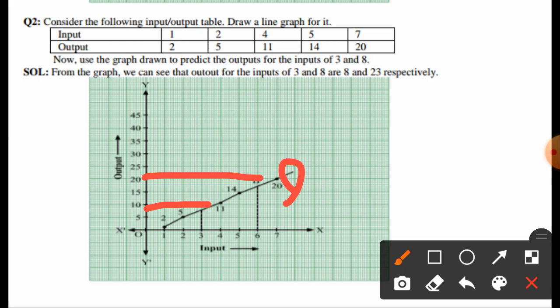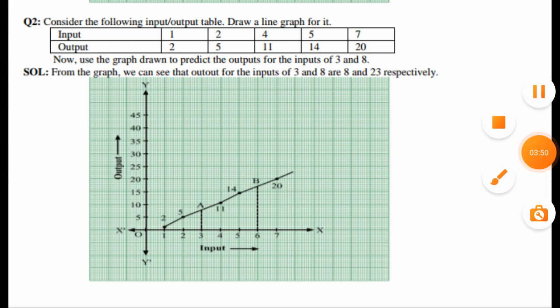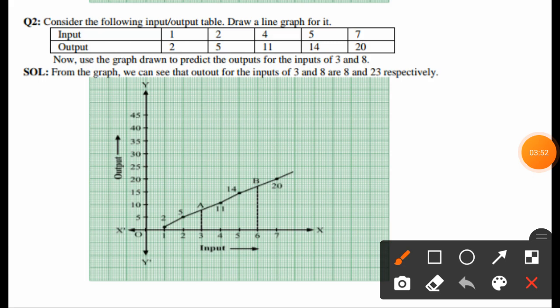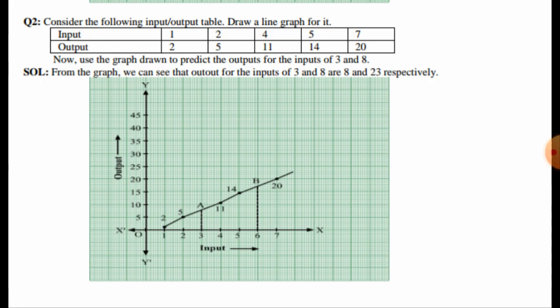So similarly we can solve it for 3 and 8. So we can say that for 3 it is 10, and for 8 we can take 8 also. When we represent 8, it will be represented by this line. Here we can draw 8, and for 8 this was equal to 20. So in this way we can solve it.